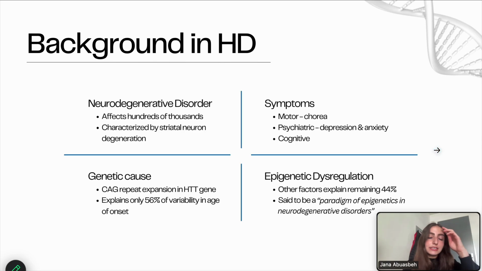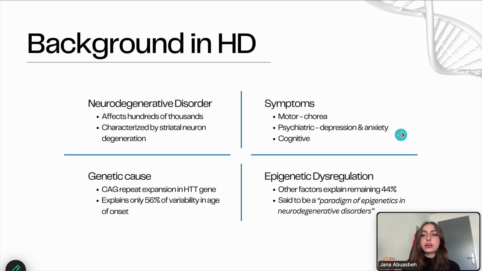So what is HD? It is a devastating neurodegenerative disorder that affects hundreds of thousands of people worldwide. It is characterized by neuron degeneration in the brain, but particularly and most severely in the striatum. And it presents with 3 main symptom categories. So we see primarily motor symptoms like chorea, which is sudden, uncontrolled, involuntary movements, as well as cognitive and psychiatric symptoms, with up to 70% of patients experiencing depression and anxiety.